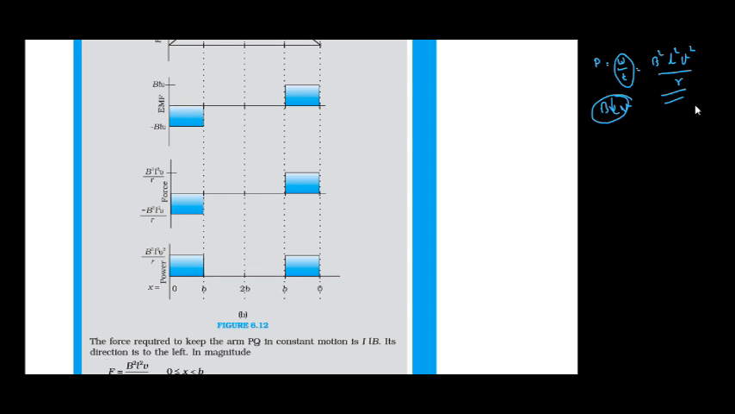Unnecessarily again we will repeat it. Please go through video number 3. You'll find these expressions. So directly power will come equal to this for this 0 to B. Again force will be minus B square L square V by R.